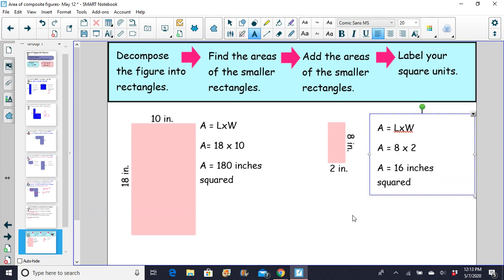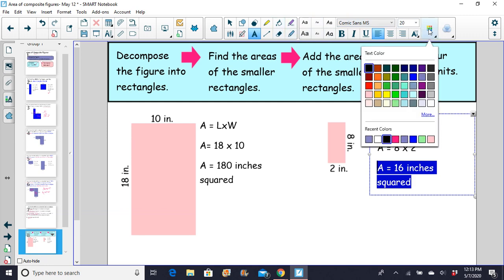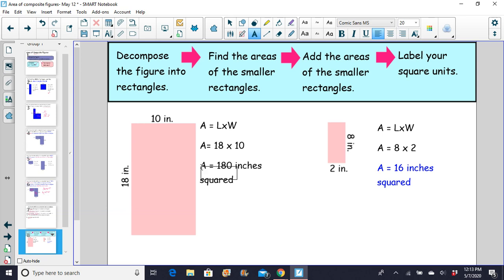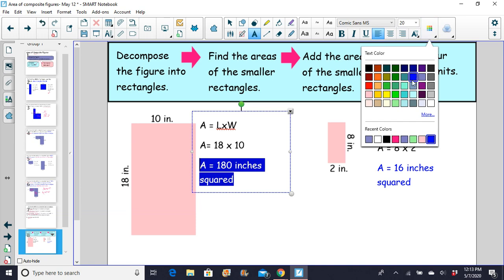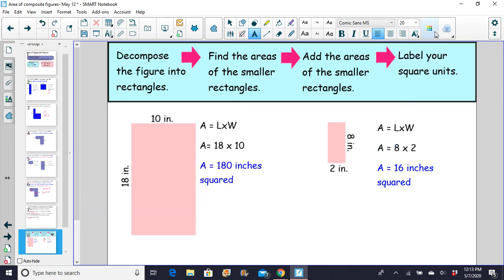So I found the areas of the smaller rectangles. Next step, we have to add the areas of the smaller rectangles. So I have 16 square inches. I'll go ahead and change the color of that so we can keep track of it. And I have 180 square inches. These are my two areas that I just found. My next task is to combine those together. I'm going to add those together.